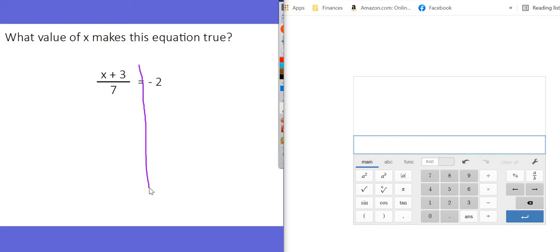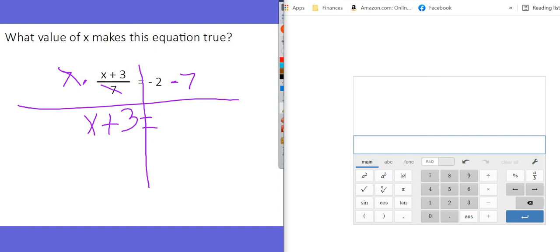Well, again, the way I like to do this is I cover up what's with the variable. So if you can use your finger and cover up the x plus 3, all that's left is the divided by 7. So that means to get rid of the divided by 7, we're going to have to multiply by 7 on each side. So these 7's will cancel, and the x plus 3 drops straight down. Then we've got -2 times 7. So that gives us -14.